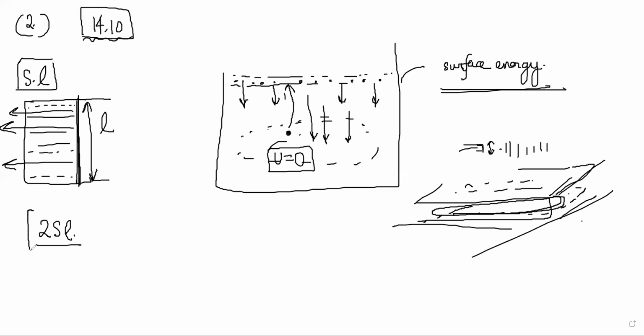So 2SL is the force of surface tension, and therefore to keep the wire stationary, you have to exert a force F. F is equal to 2SL, right?